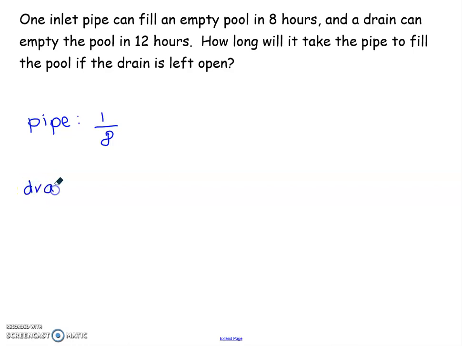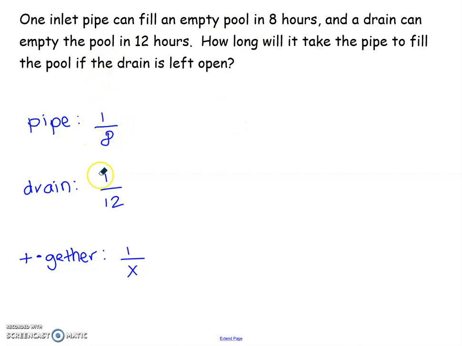So we have the drain, and the drain can empty the pool in 12 hours. So one pool in 12 hours. How long will it take the pipe to fill the pool if the drain is left open? So again, together, we're going to have one pool that gets filled in, we don't know, so we're going to call that X. So we have the pipe and the drain working together, but the difference here is that the drain is emptying the pool.